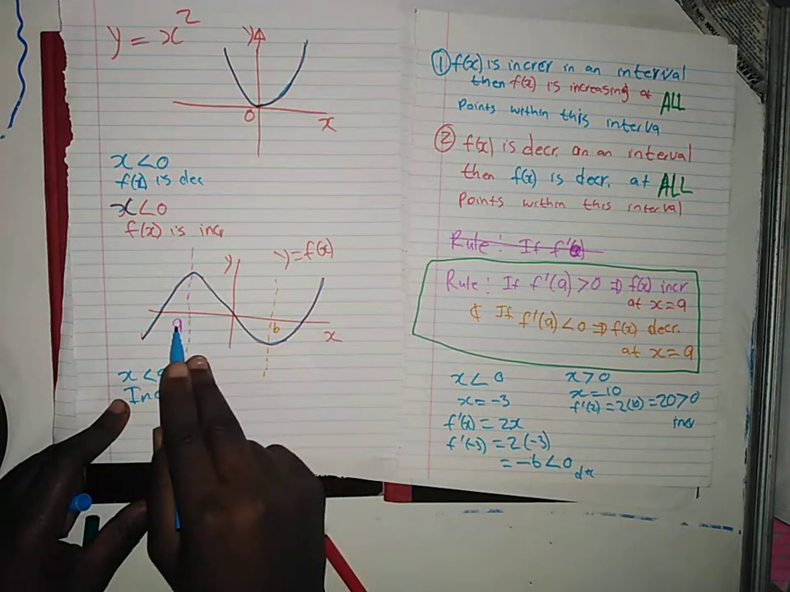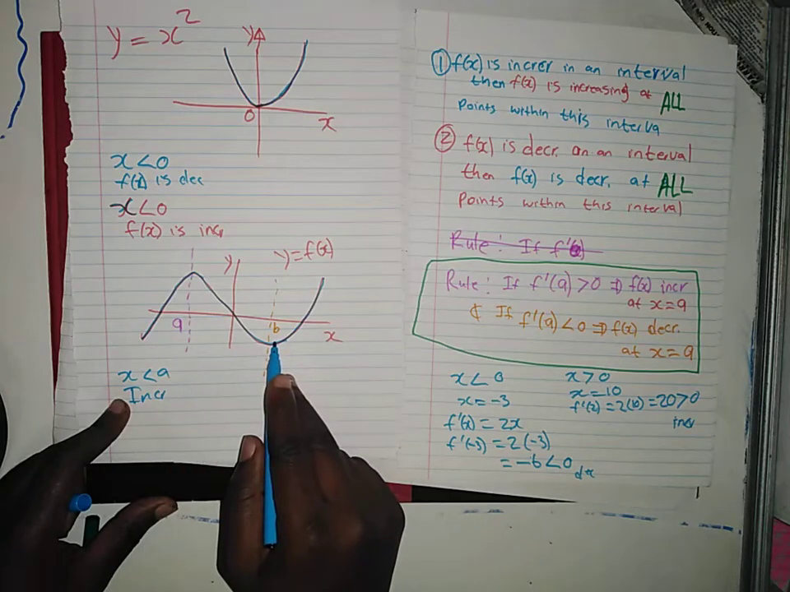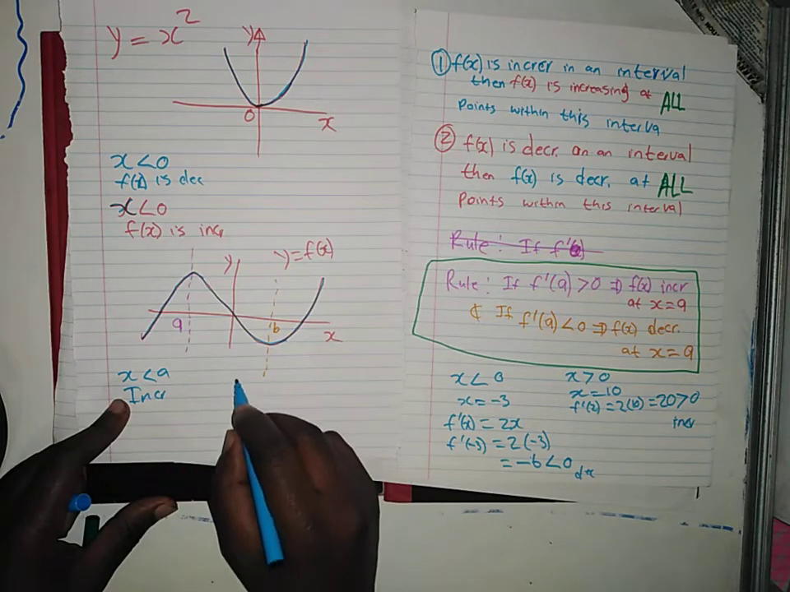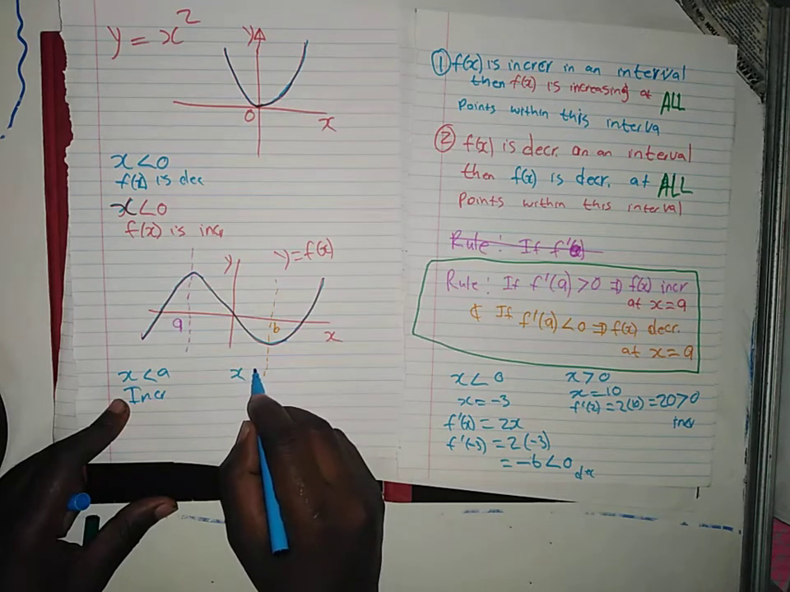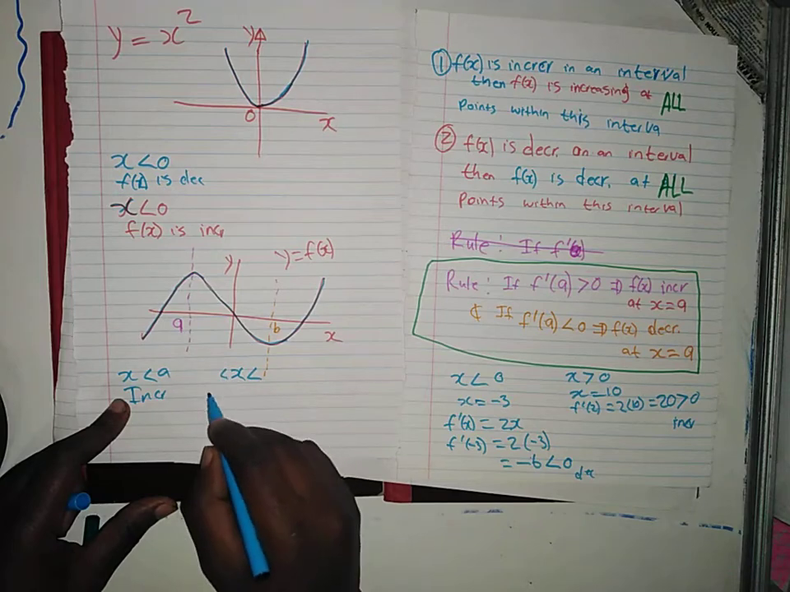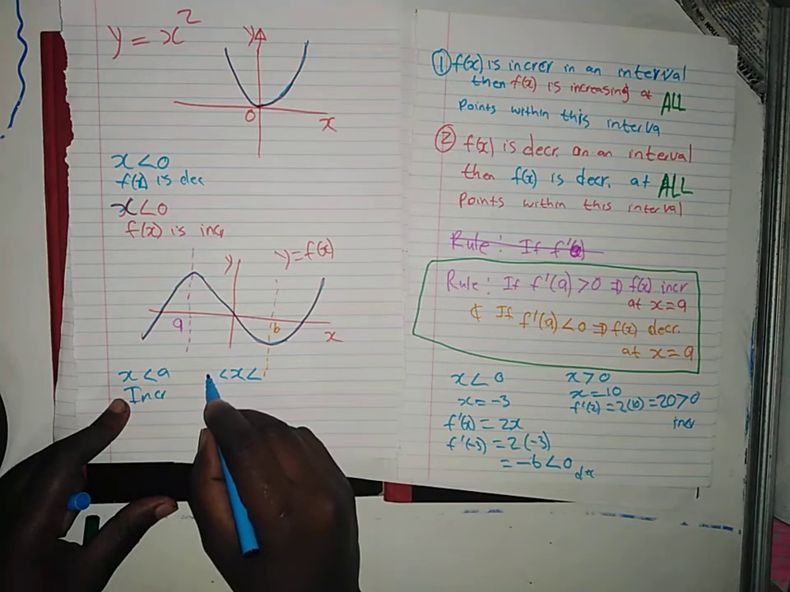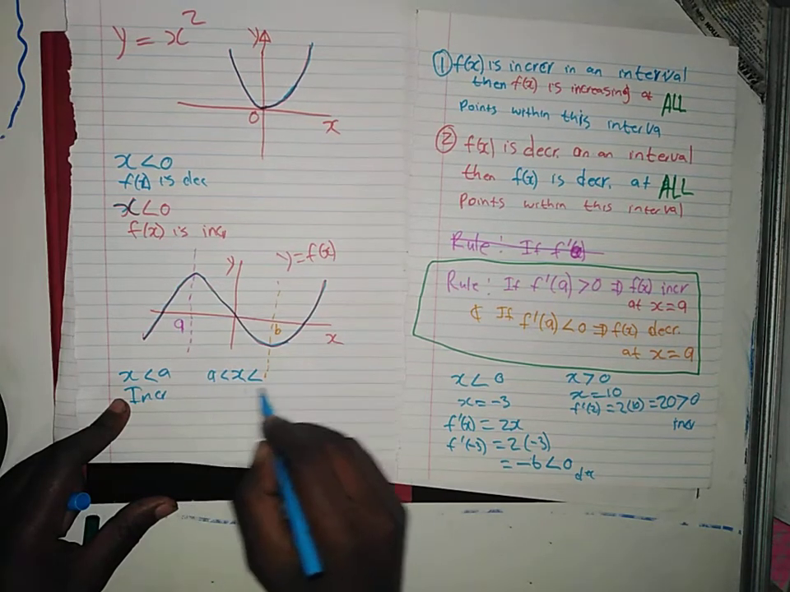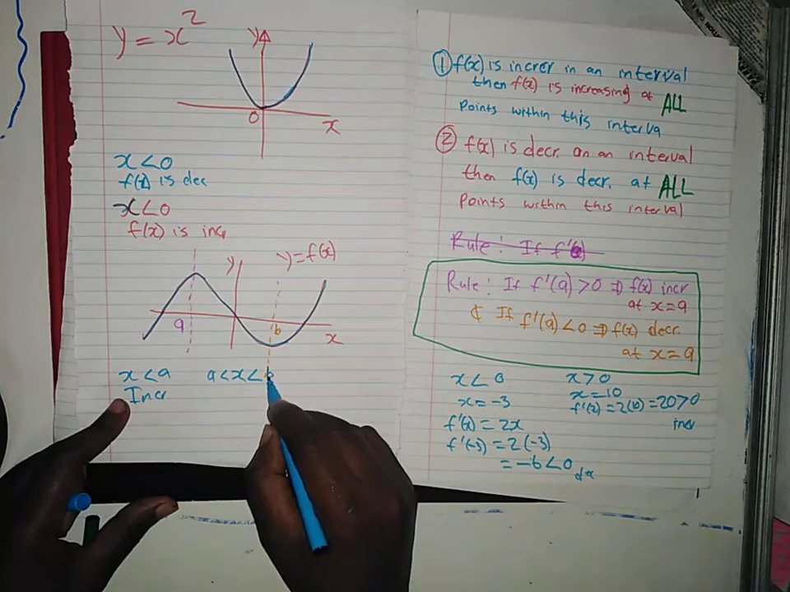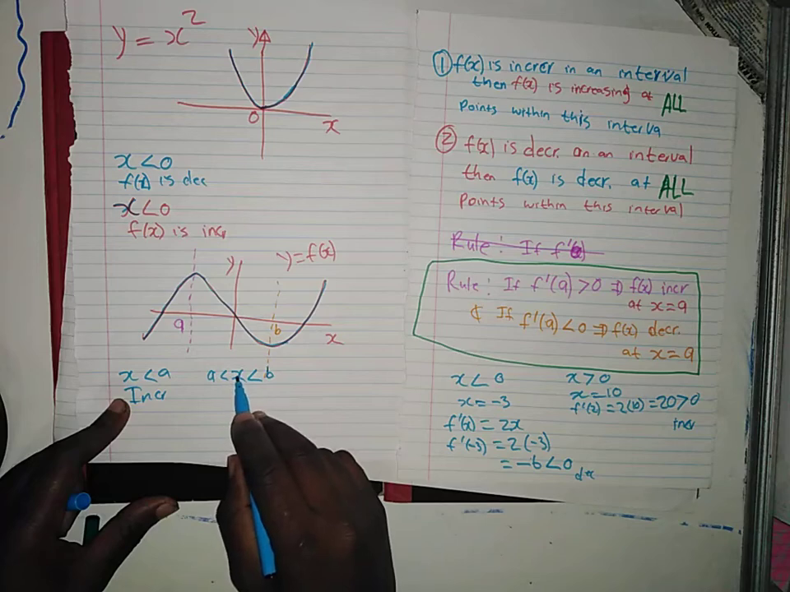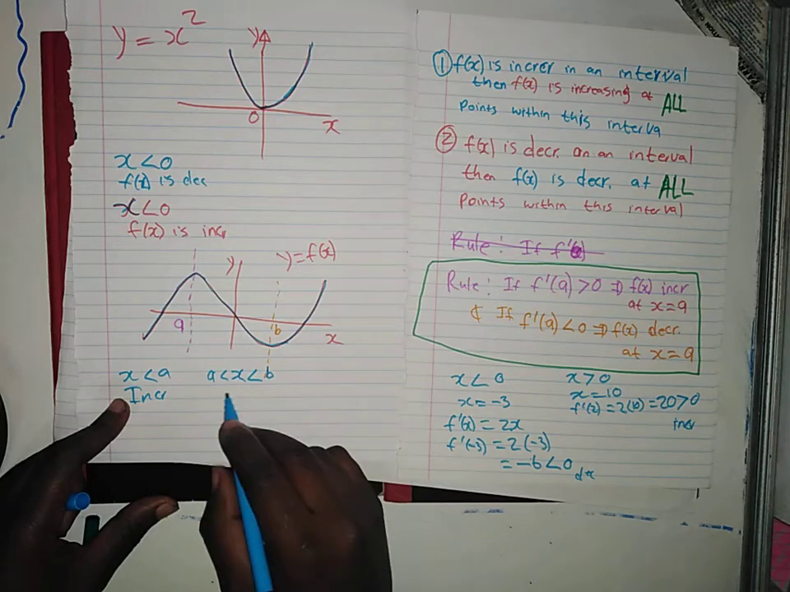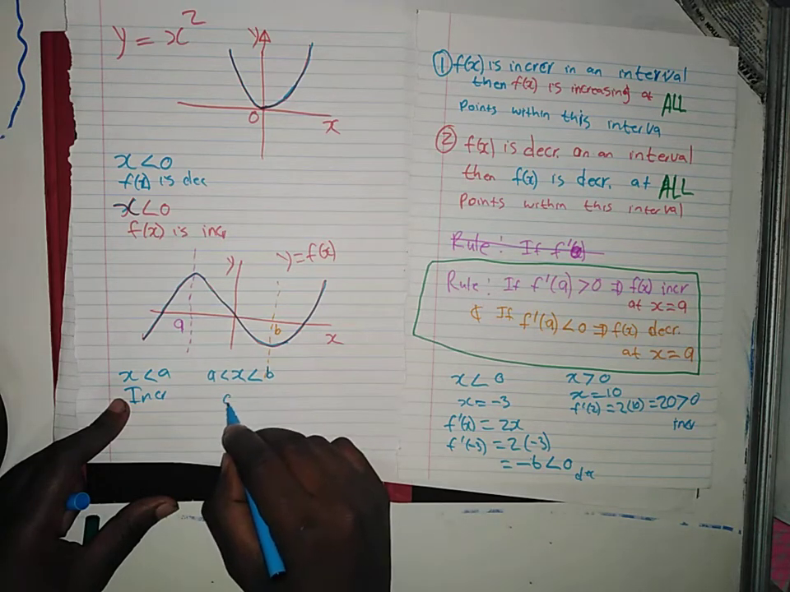And then now here, can you see between a and b? How do you write "between" using mathematics? You say x, and then you put the sign, and then you put the first part of the interval, which is a, and then the second part of the interval, which is b. So when you have x values between a and b, then you've got a decreasing function.